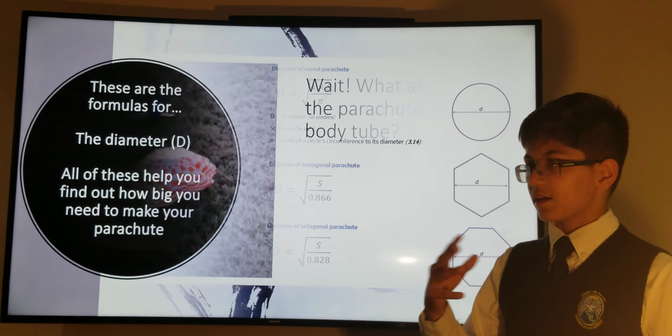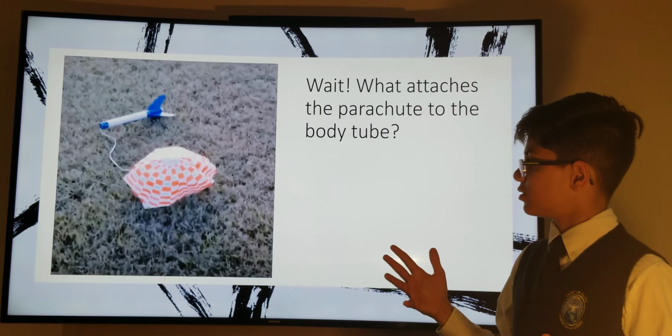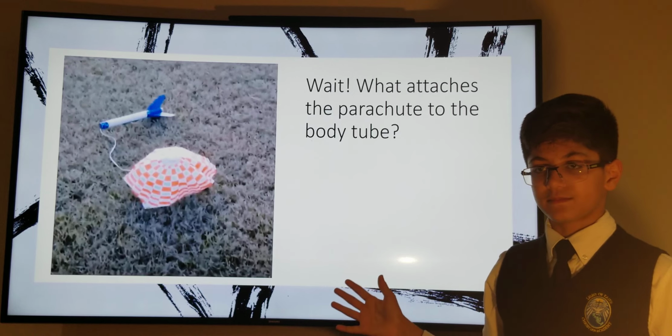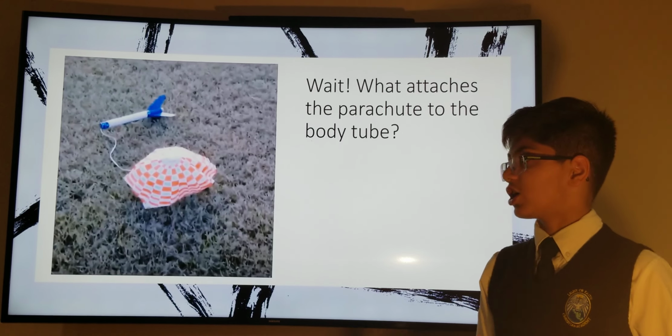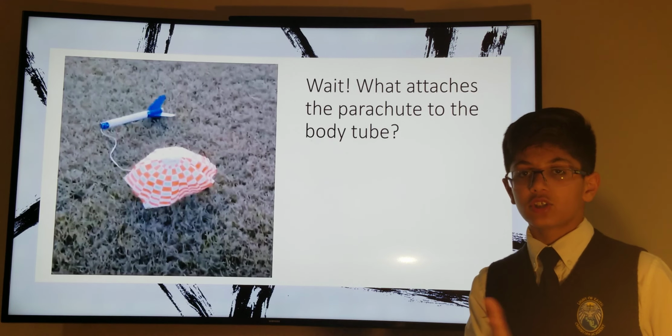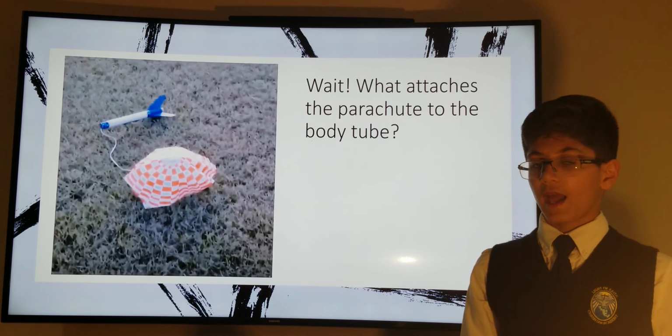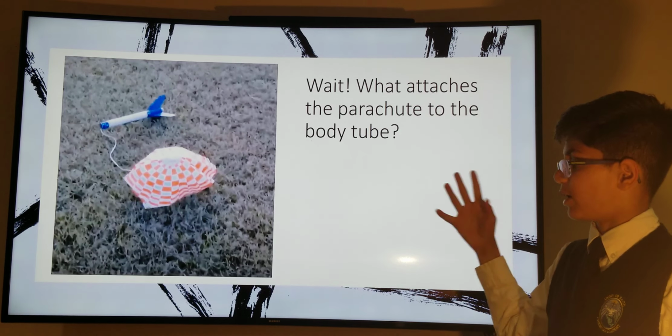So it's just conserving space, so that's the only difference between all of them. Next slide. In the next slide, what attaches the parachute to the body tube? Because as shown in the image, there's a small line that is attached to the parachute. And that line is called the shock cord. This is very important because the ejection charge pushes the parachute out, but this thing absorbs all the shock and makes sure that the shroud lines don't rip.